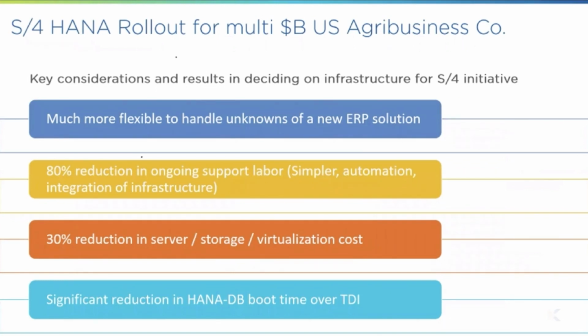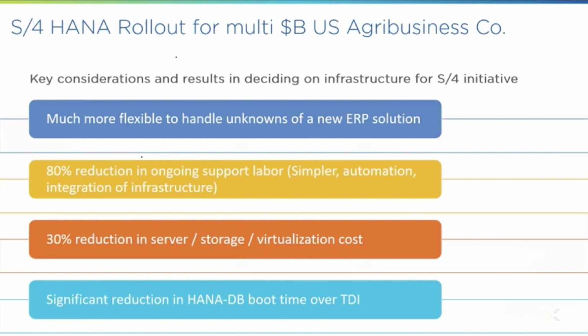Another customer that we're working on here in the U.S. is an agribusiness company. It's a multi-billion-dollar company, and what they were looking for us to do is to consolidate all their applications that were running using JD Edwards and other things onto S4, SAP S4, running on HANA. And some of the considerations they used in deciding on an infrastructure for the S4 initiative is that it is much more flexible to handle unknowns of a new ERP solution because they don't have to worry about the infrastructure complexity.